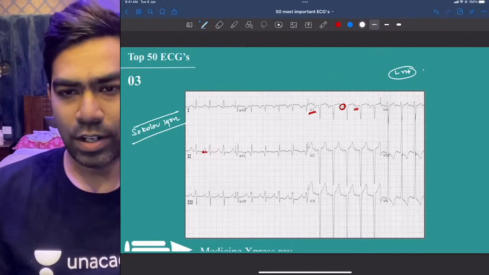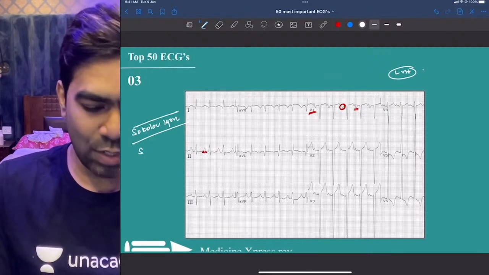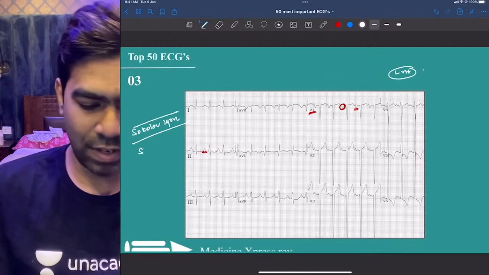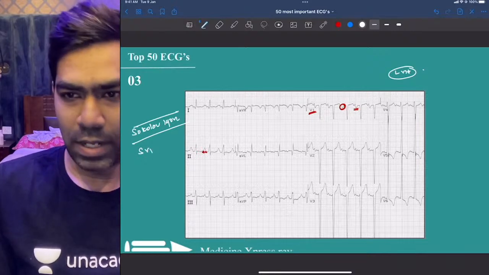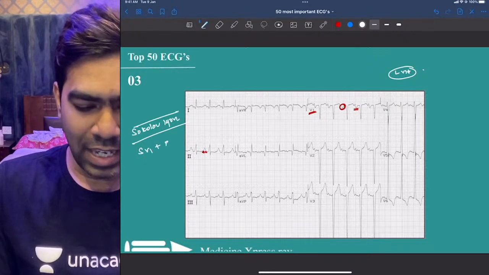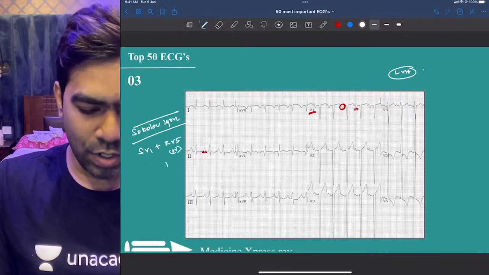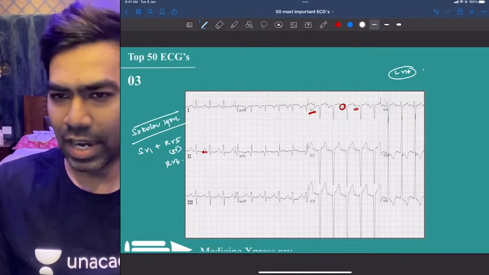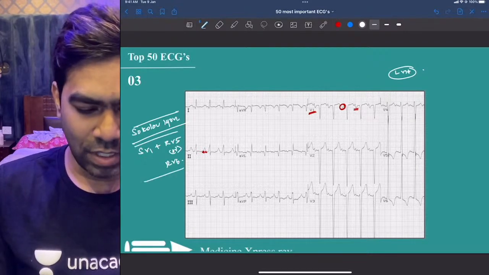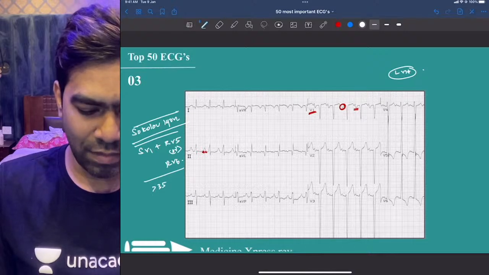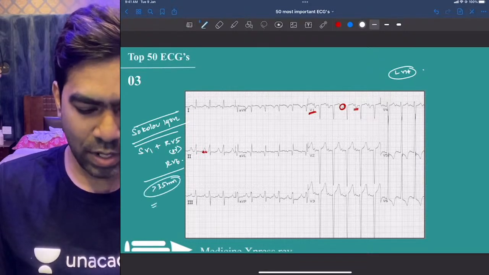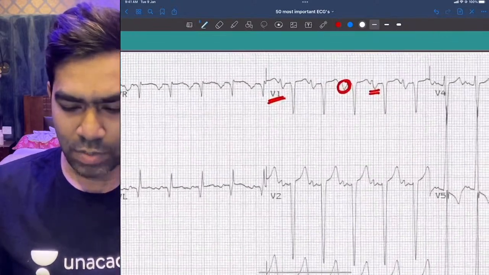So what is Sokolov-Lyon criteria? You're going to take the S wave in V1, plus apart from that, you're going to take the R wave in either V5 or the R wave in V6. Any one you can take. And if this is more than 35 millimeters, then you can call that the patient is having left ventricular hypertrophy.